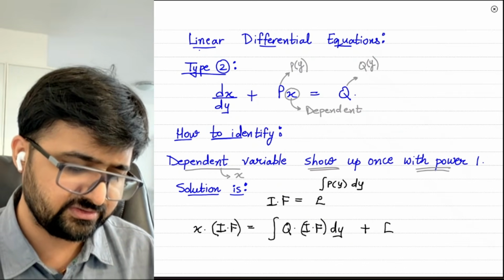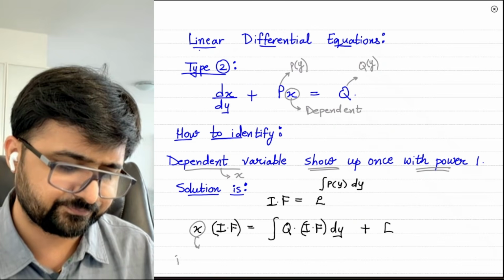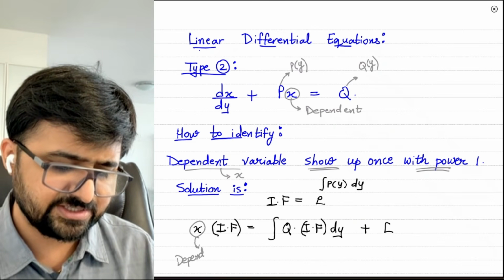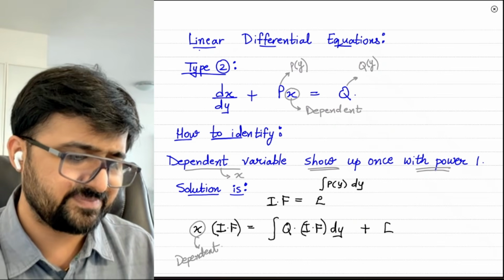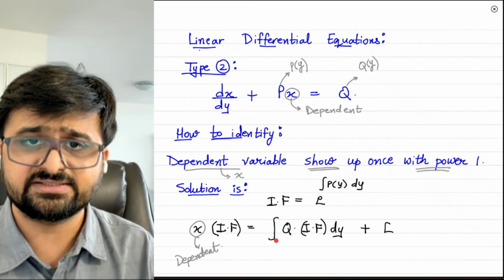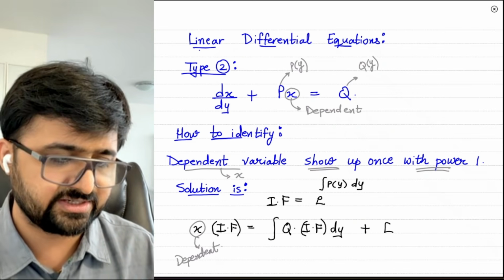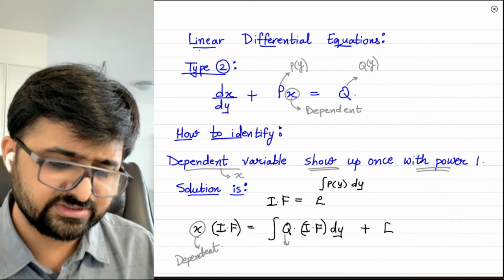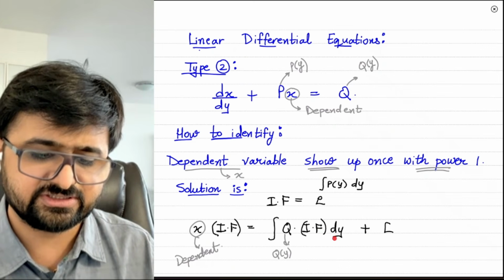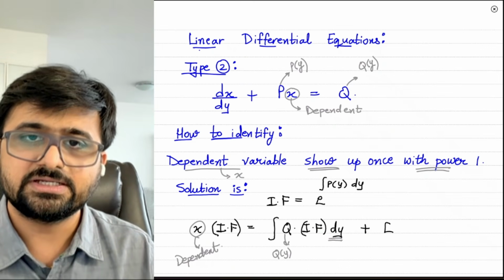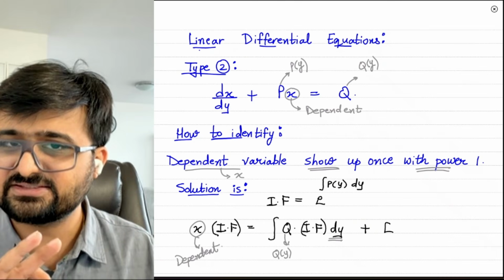Okay, so remember, x is my dependent variable. So you always write dependent into integrating factor is equal to integration of q into integrating factor. Remember here q is a function of y, and even the integrating factor is a function of y, which is why we integrate this with respect to y, and that's your solution. It is such a simple thing.